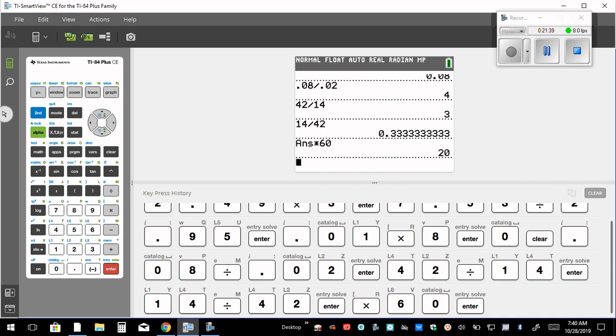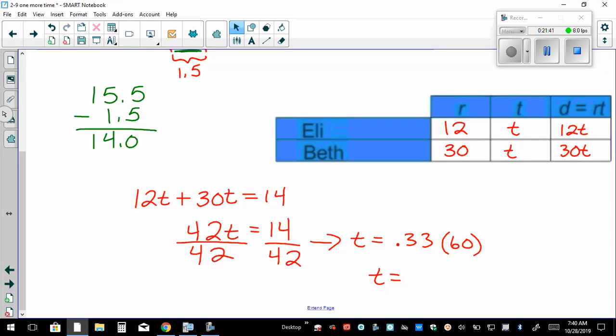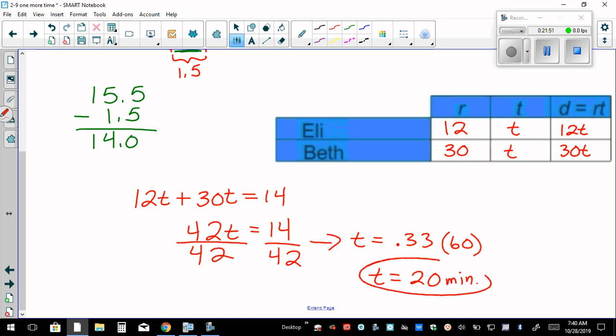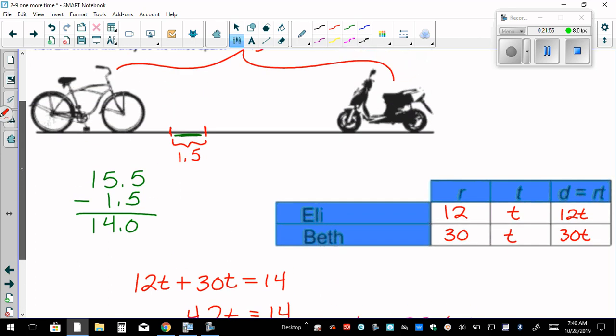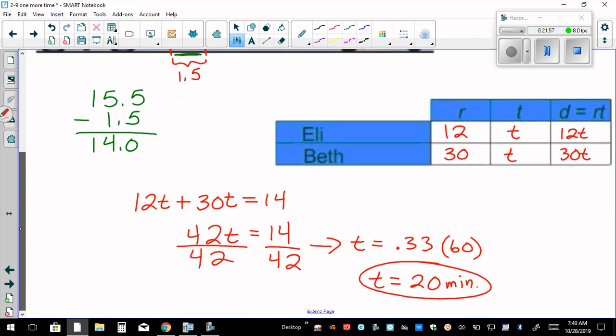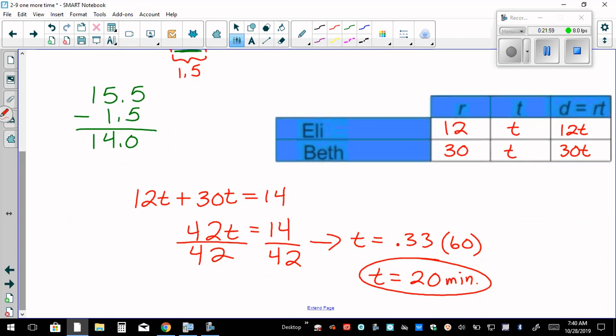Okay, so if I go back here, the time it's going to take them to be 1.5 miles apart is 20 minutes. If he's traveling at 12 miles an hour and she's traveling at 30 miles an hour, in 20 minutes they'll be 1.5 miles apart.